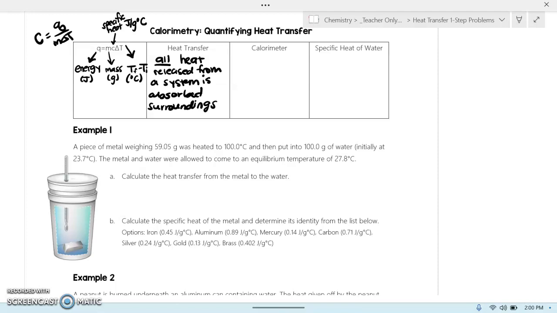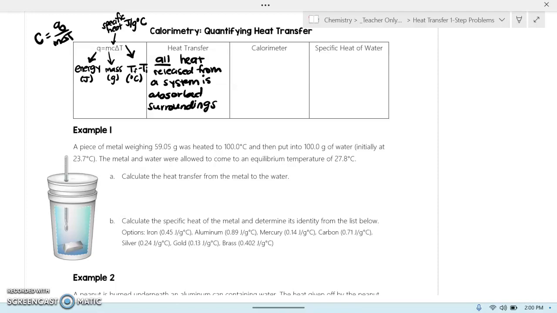So our calorimeter can be really helpful when we use our system as whatever we drop into the calorimeter, and then the surroundings is the water. So that amount of energy released by the metal or the reaction that you put in the water, it's going to be the same that the water absorbs, the same amount of energy.